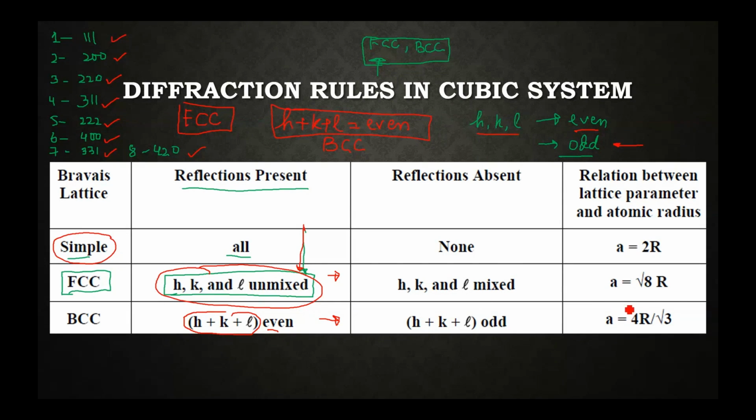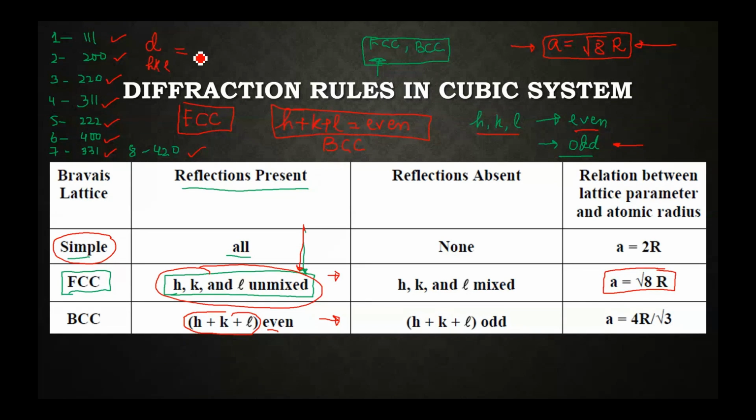Now, if you say the structure is FCC, the relation between lattice parameter A and R is given to you. A is equal to 2 under root 2 R. Clear? तो अगर आपको A पता होगा, you can find out R.